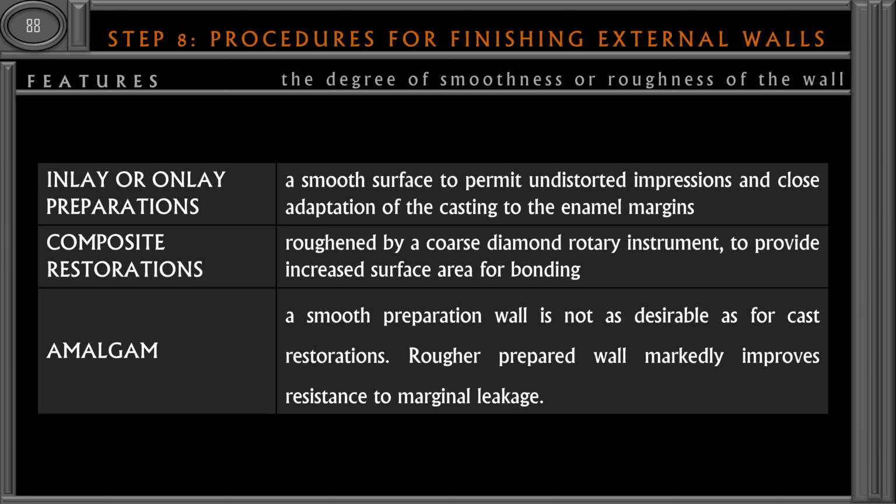Especially we can create rough margins and walls by using a rough diamond point or a coarse diamond point, which will enhance the surface area which is available for bonding. So there will be a better bonding and a better retention. And for an amalgam, a smooth preparation wall is not mandatory, but if you are providing smooth walls, it is not a mistake, but a rougher prepared wall can enhance the marginal seal.